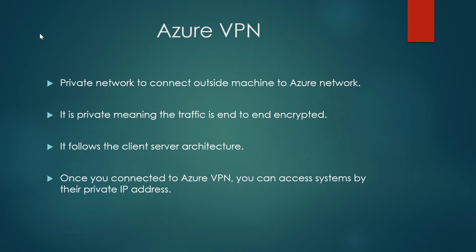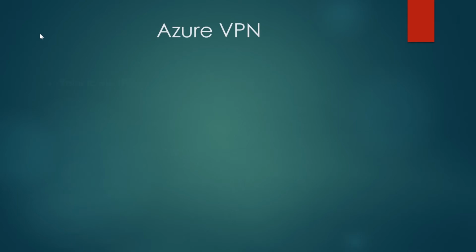Okay, and finally, once you connect to the Azure VPN, you can access systems by their private IP address. Suppose, for example, you are in a remote location and you want to connect to your virtual machine. You can access it with the help of the private IP address once you connect to the VPN, so you don't need a public IP address for that. So that's how VPN is helping us.